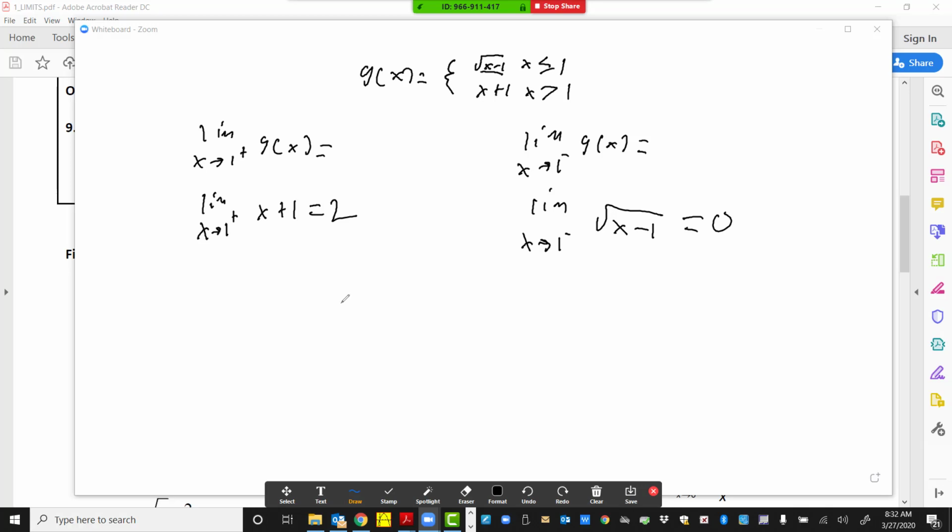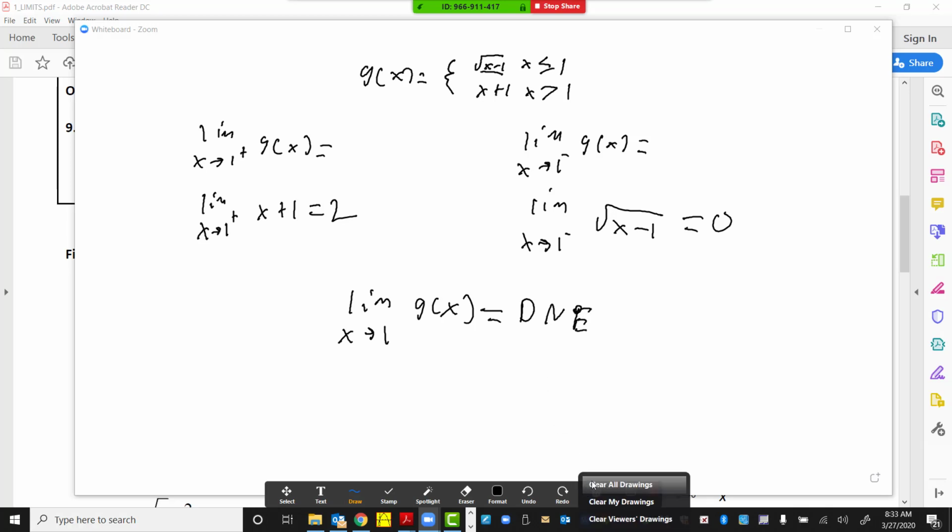Now, the question that is not asked on there is that if the limit from the right is 2 and the limit from the left is 0, what is the actual limit as x approaches 1 of g of x? Should be a quick pause while you answer. Yeah, you should have gotten does not exist. When the limit from the left does not equal the limit from the right, it does not exist.